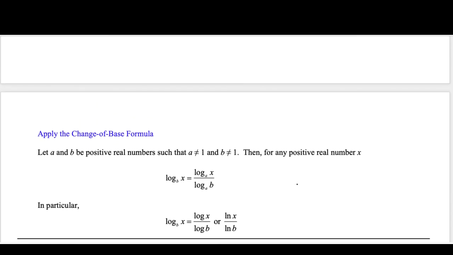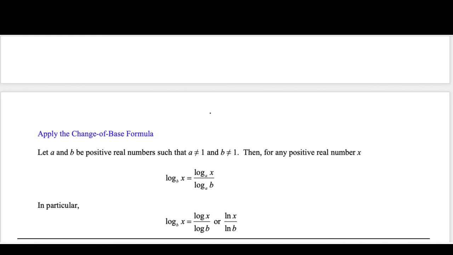Now, we're going to wrap up this section by going over a very important theorem. This is called the change of base theorem. What it does is it allows us to take a logarithm in one base and rewrite it in the context of another base.